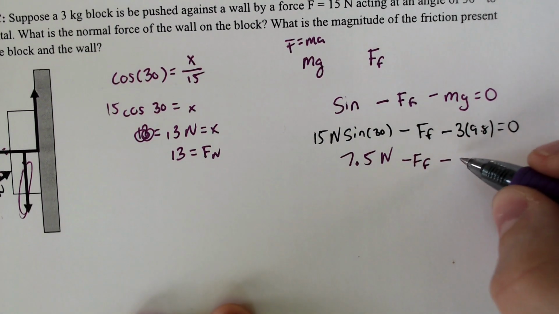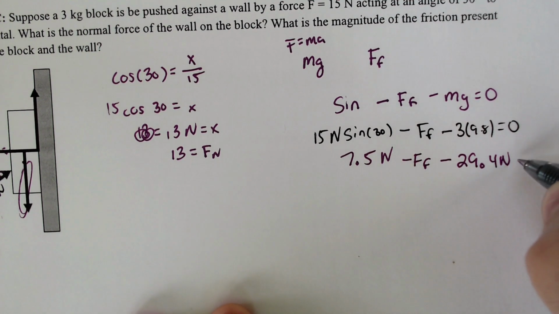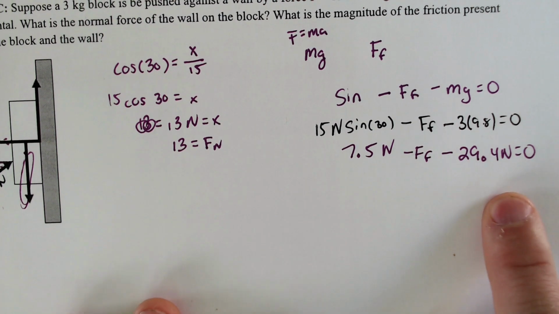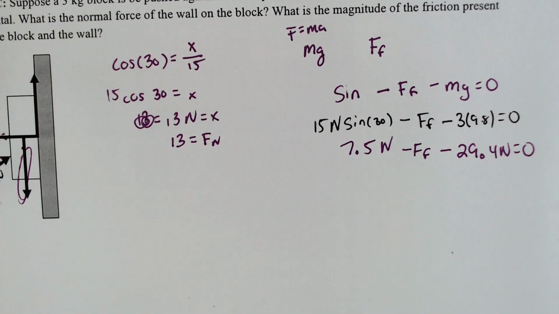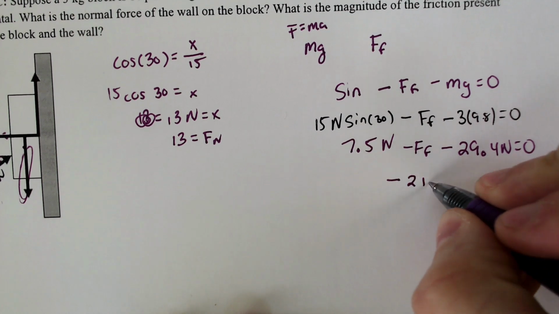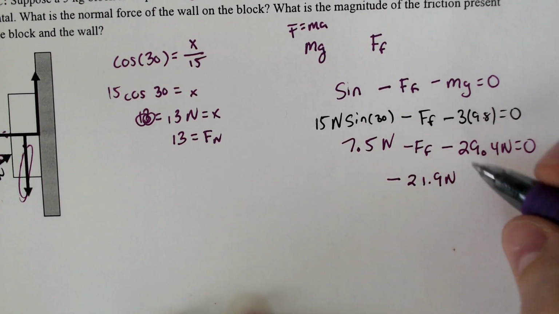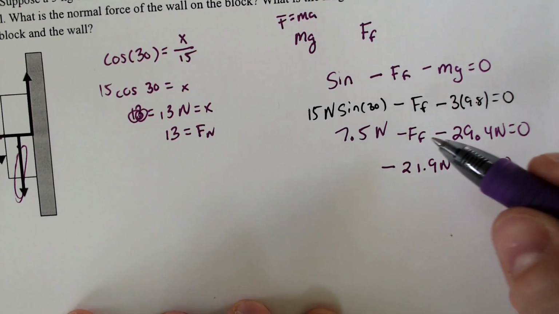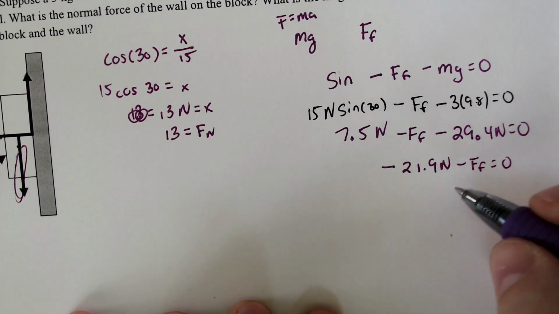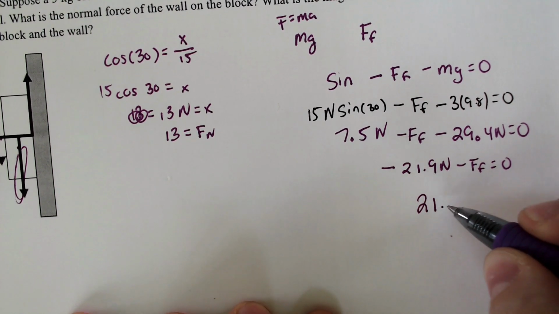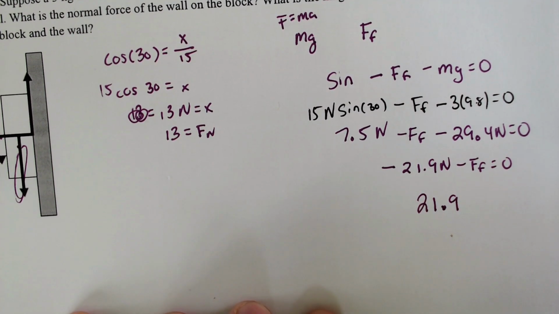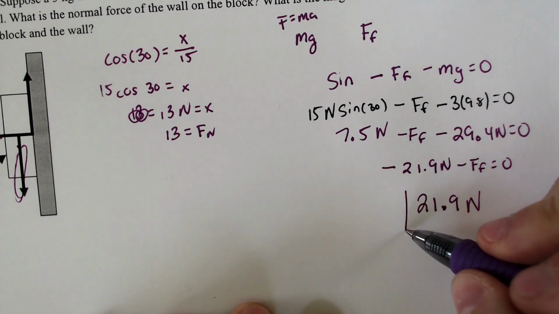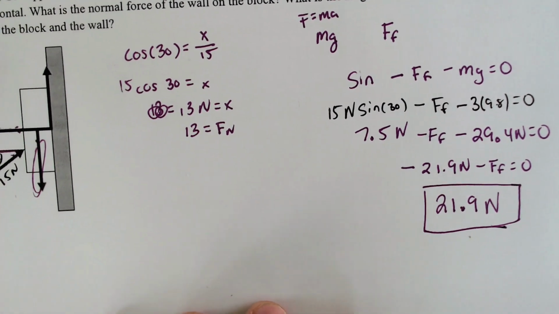Minus 3 times 9.8 is minus 29.4 newtons. Must equal 0. So 7.5 minus 29.4 ends up being negative 21.9 newtons. But remember, we also have this minus force of friction here equaling 0. If we add the force of friction over, we'd find out that the force of friction would be 21.9 newtons in the negative direction because it is pushing us downward, but that would be the force of friction.